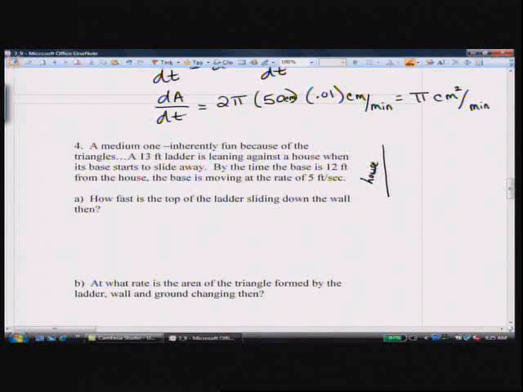Oh, I spelled it wrong. And then we've got a ladder leaning against the house. I guess maybe the house is bigger than that, right? Here's my ladder. And what's happening? The ladder has a fixed length, right? It is exactly 13 feet long.